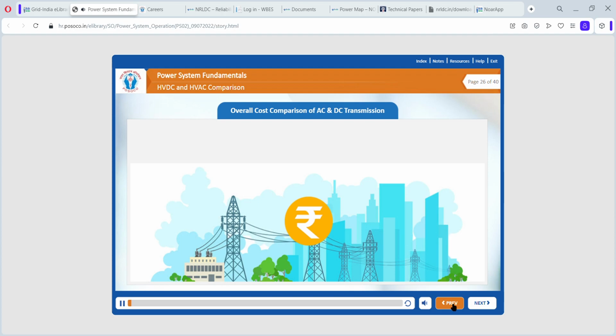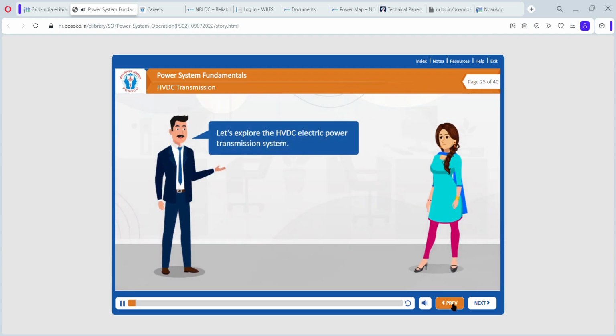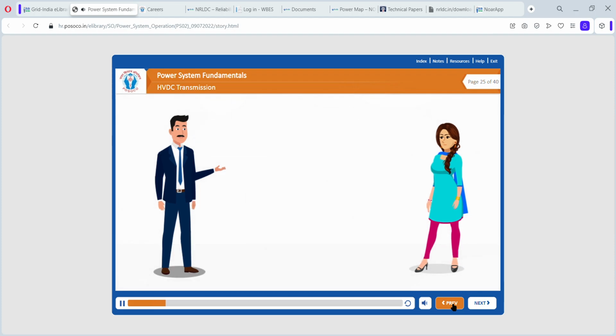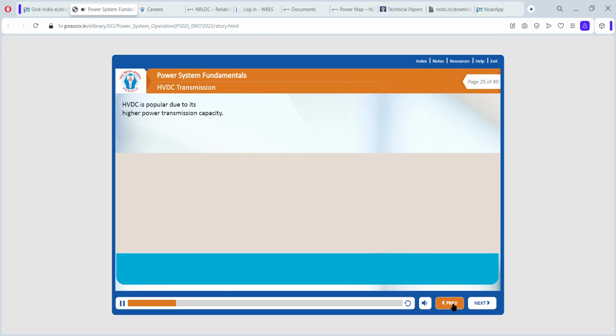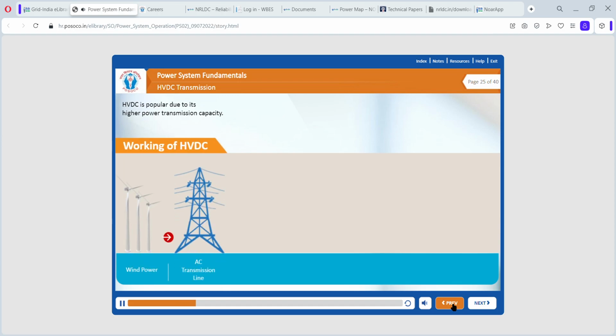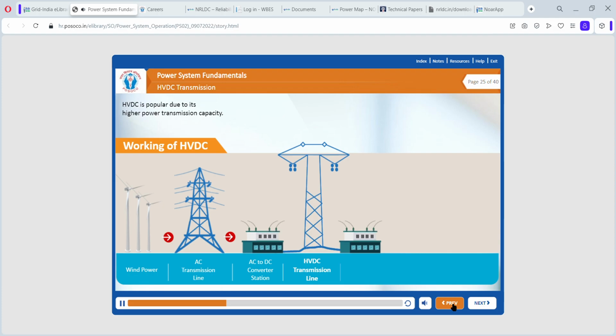Let us now see how. Let's explore the high voltage direct current, or HVDC, electric power transmission system. HVDC transmission is widely recognized as being advantageous for long-distance bulk power delivery, asynchronous interconnection, where two different regions operating at different frequencies are to be connected, and long submarine cable crossing.